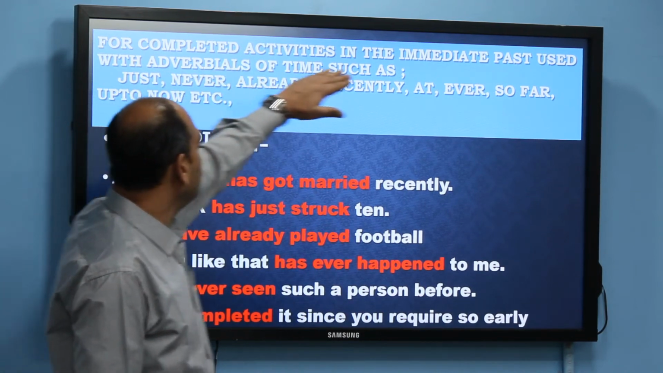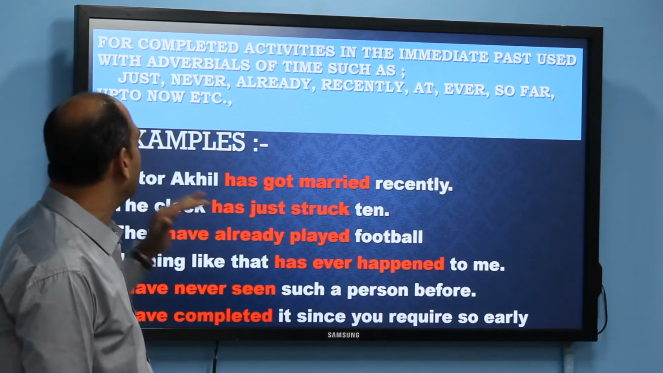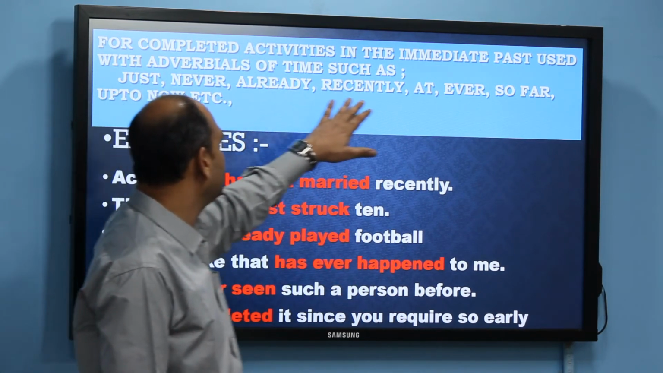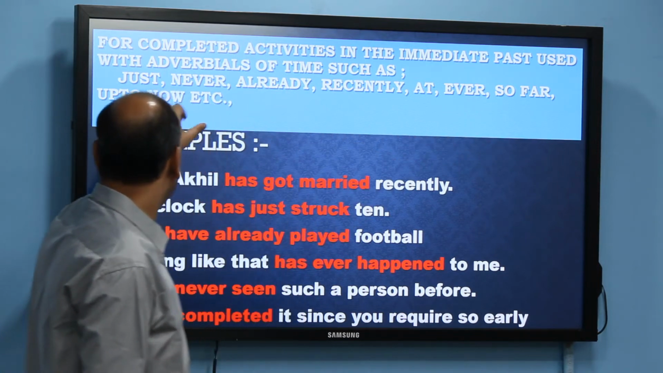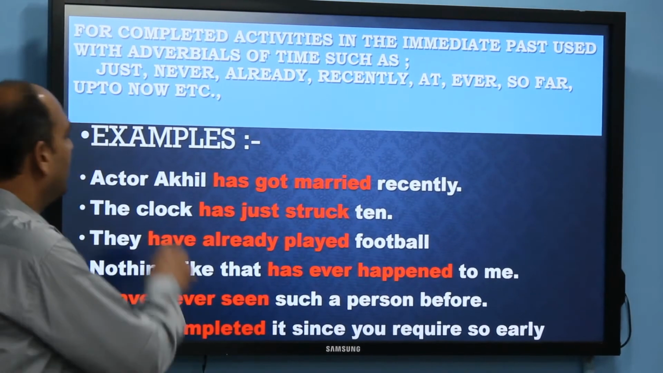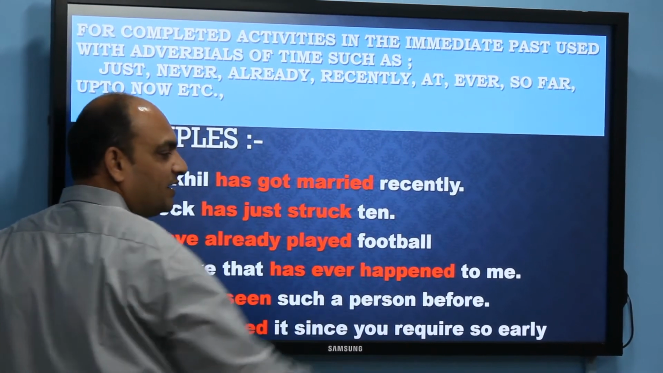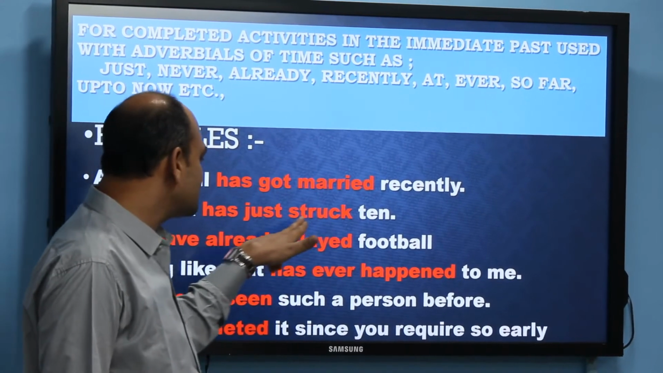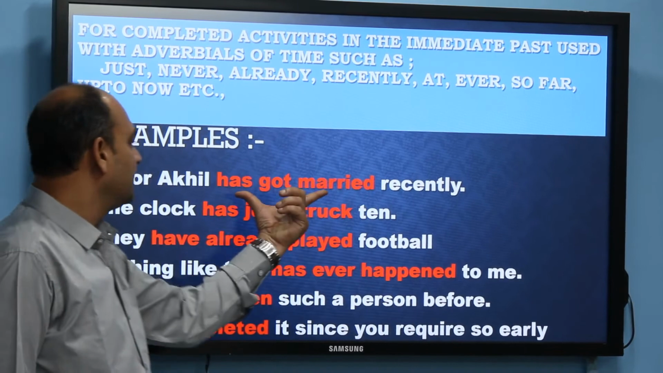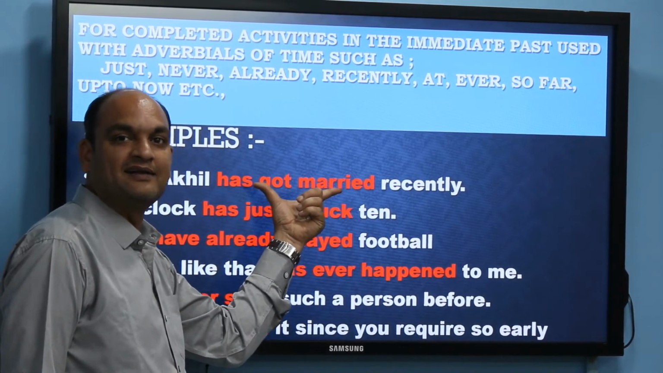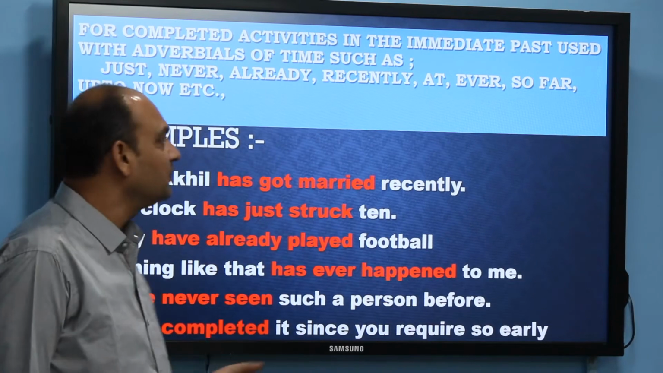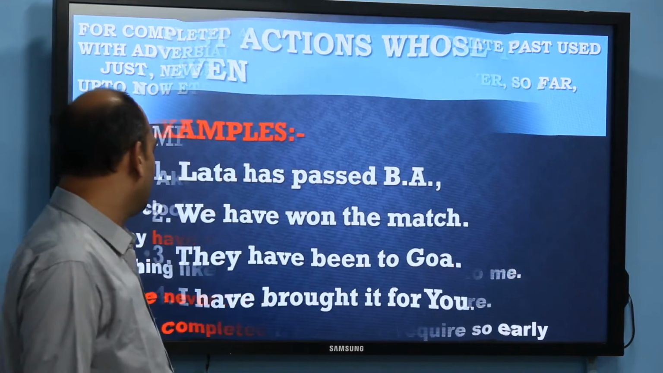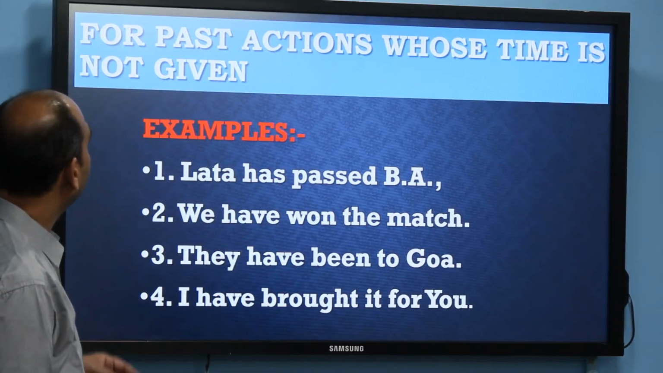And for completed activities in the immediate past, used with the adverbials of time such as just, never, already, recently, ever, so far, up to now, etc. These are the examples here. Actor Akhil has got married recently. The clock has just struck 10. So here, whatever things are marked in red, they are the main part of this present perfect. They have already played football.